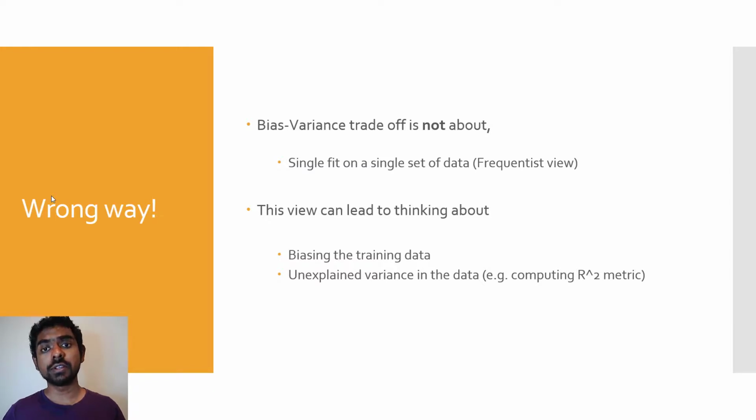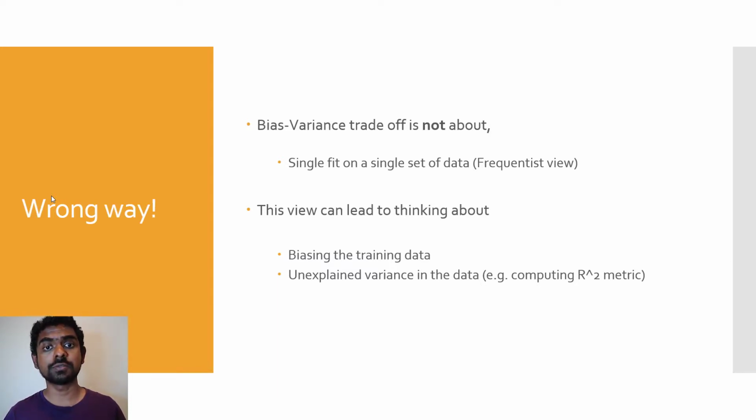Now, the bias variance trade-off is not about a single fit on a single dataset. You can fall into this trap if you are a frequentist. If you think about bias and variance, there are different biases and variances in a modeling problem. For example, you can think about the model biasing the training data, or in terms of variance, you can think about the unexplained variance in the data when you fit a model, similar to the variance you use in computing the R-square metric. However, this is not the way to go with the bias variance trade-off.